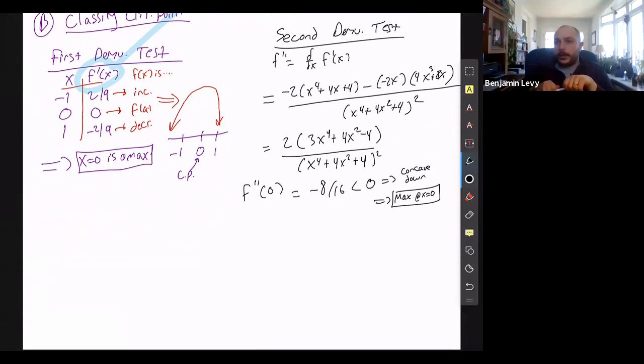When solving for this, someone asked in the chat: on a quiz or test, do we need to use one of these methods to find concavity, or do you specify which to use? I'm going to do the concavity part at the end. Usually I specify, say, find the critical points and classify them using the first derivative or second derivative test.